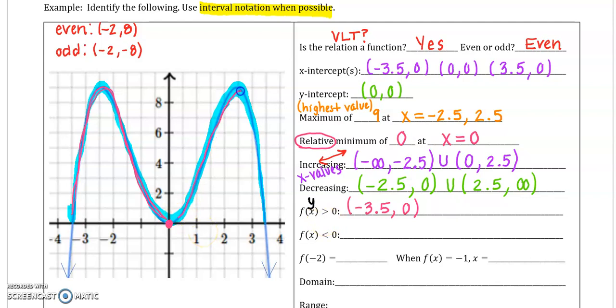Now we're going to write the second part of our interval. So I start at 0. Keep following my graph. I stop being above the x-axis at an x value of 3.5.